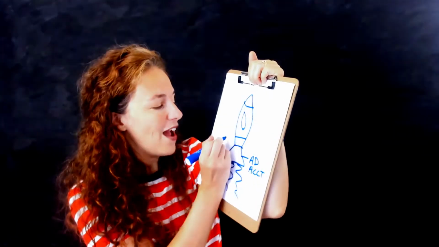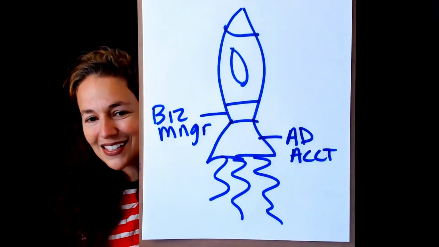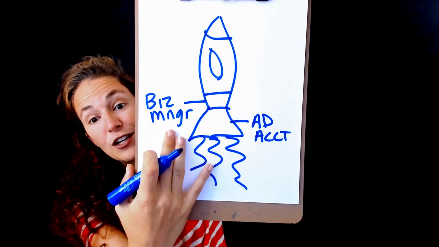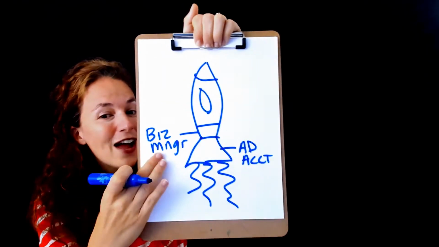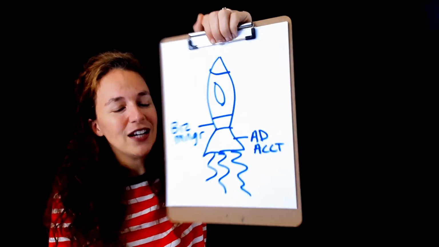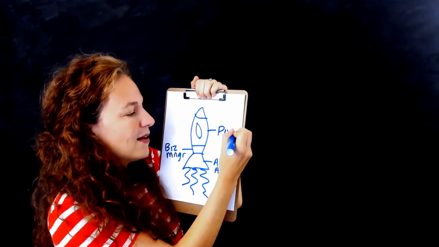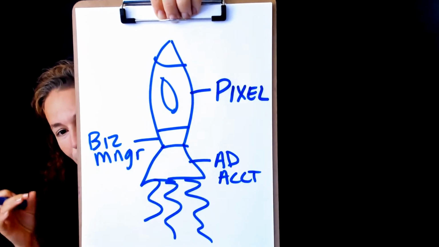And then before that, we've got the engine. And that's your business manager. So if you don't have an ad account yet, and you don't have your business manager set up, you gotta go do those things first. But it's not enough to just have an ads account or to have a business manager. You now need the brains of your engine, of your rocket. And that is the pixel. Now, here's what a lot of people forget.